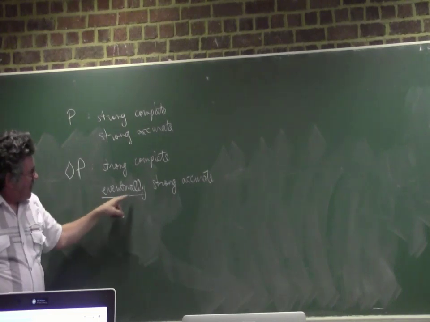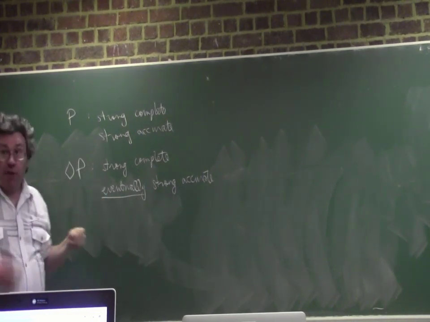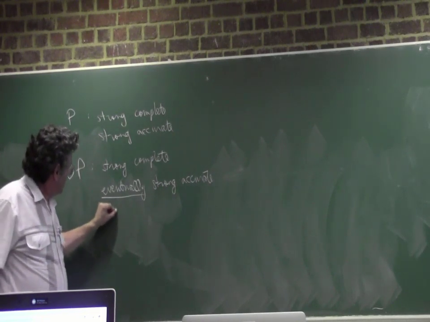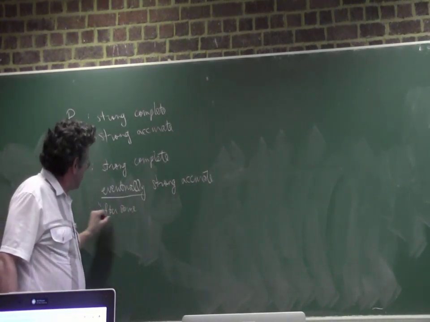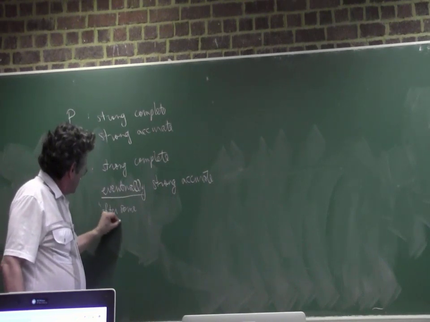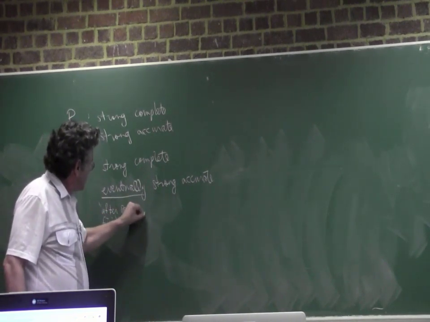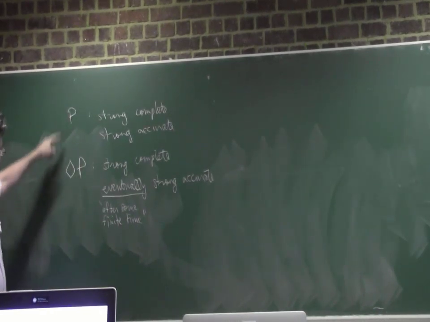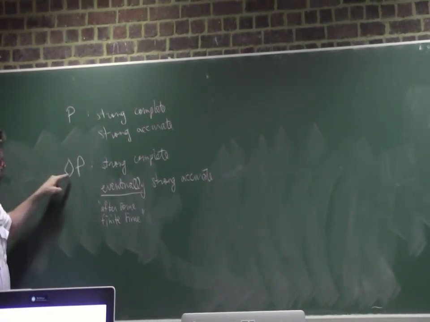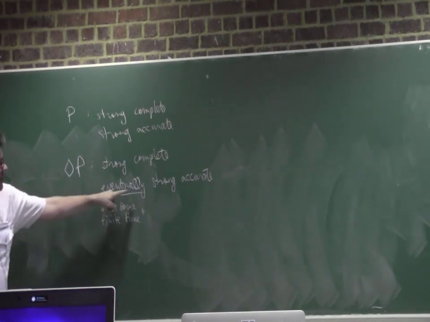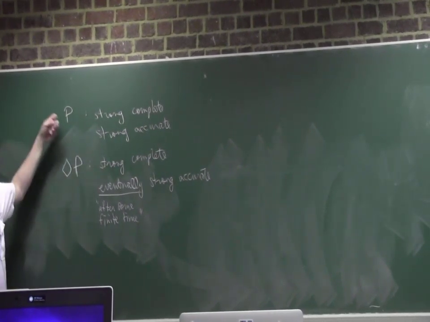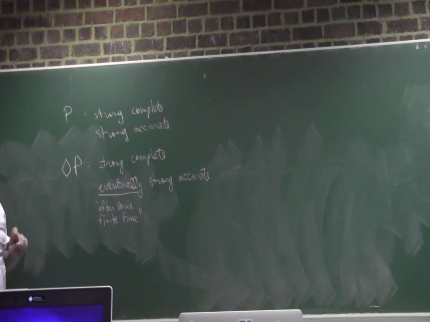That means it's allowed to make mistakes in the beginning. Eventually means after some finite time, which we don't know, we only know it exists. After some finite time, no more mistakes. So that's the difference. P never makes mistakes. Eventually P is allowed to make mistakes in the beginning. And both of them are strongly complete. That means they see everything. If a node crashes, they will see it. Here, no mistakes. Here, eventually no mistakes.